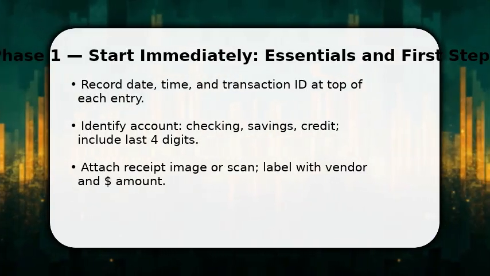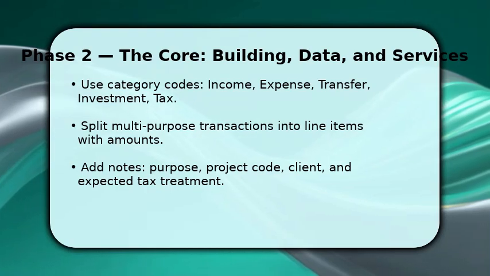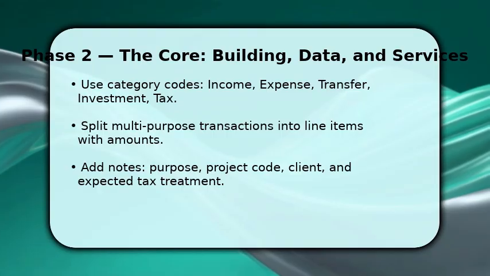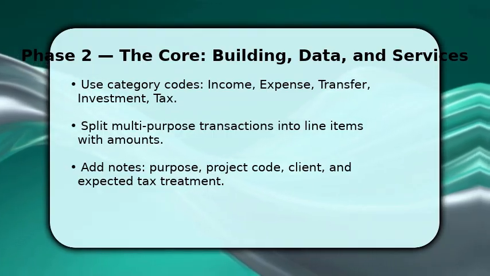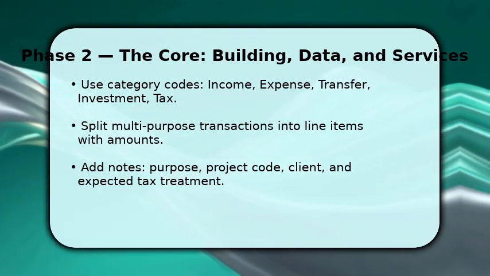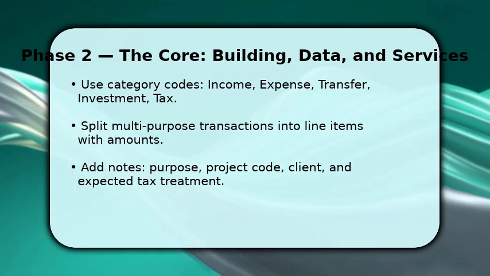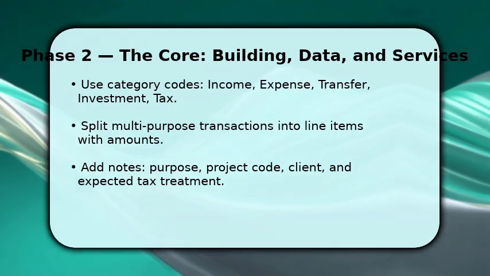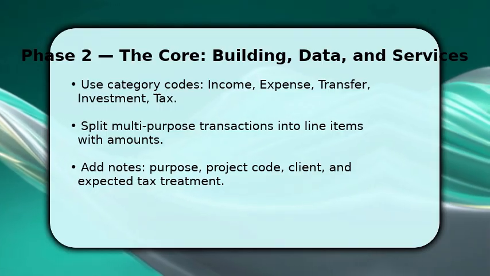and less error-prone. You now expand each entry into clear, actionable lines. Choose a category code like income, expense, transfer, investment, or tax so reports map correctly. If a purchase covers multiple purposes, split it into separate line items with precise amounts to maintain accuracy.